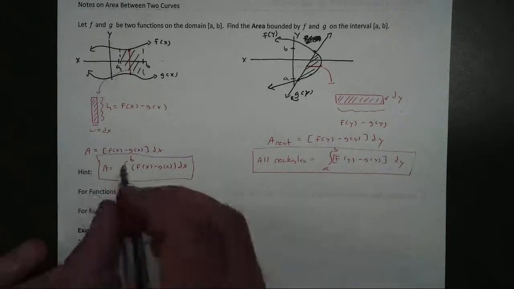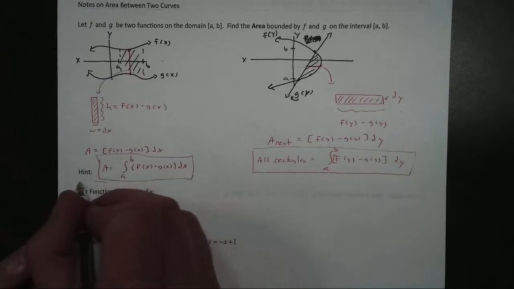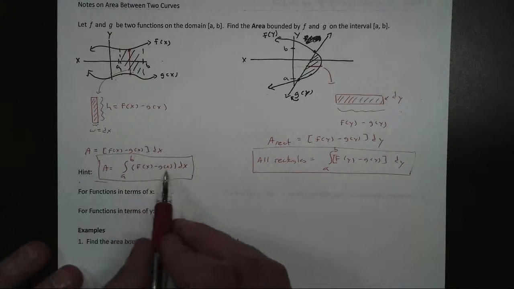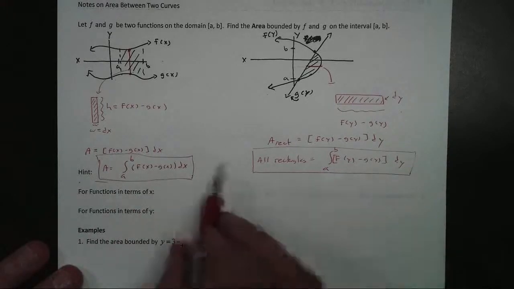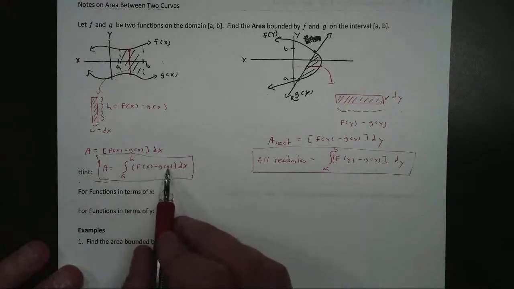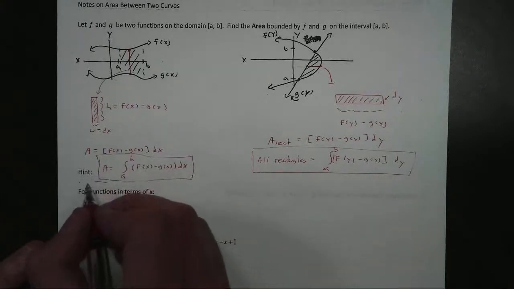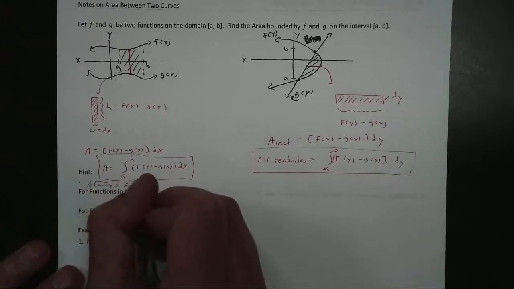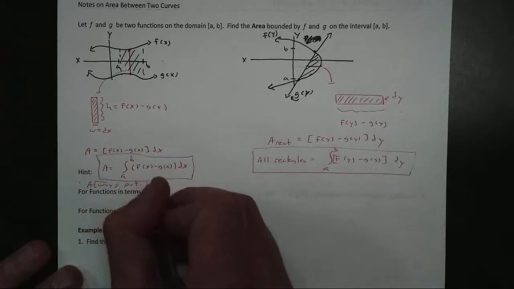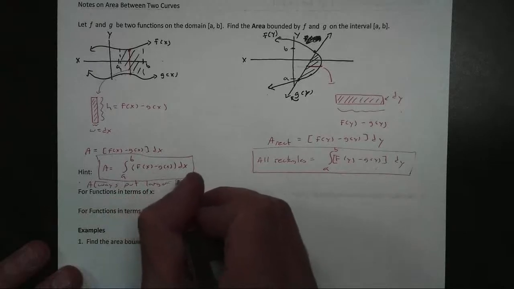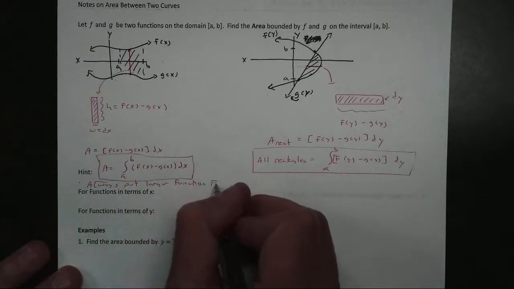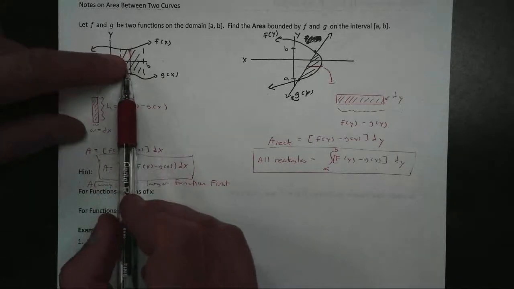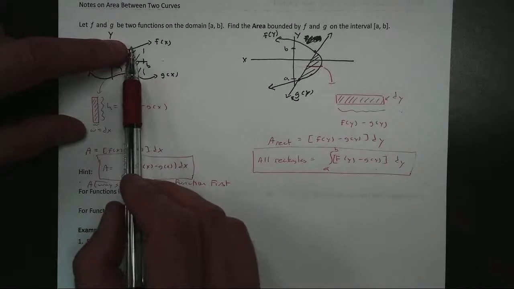So here's a hint for you. In order to find out which one goes first, f or g, f of x or g of x, here's what I always tell people to do. The hint is to always put the larger function first. And what do I mean by that? Well, if it's in terms of x, f of x is larger than g of x because it's on top. It's higher up, so it's larger.